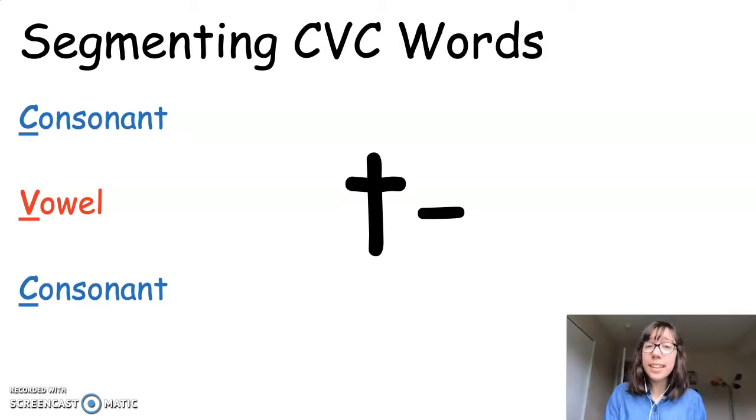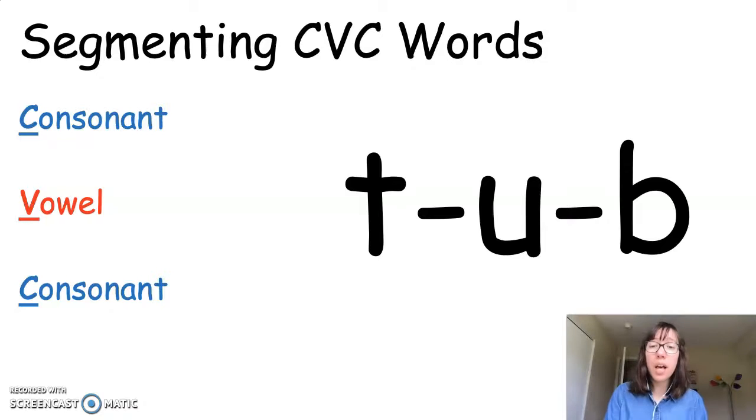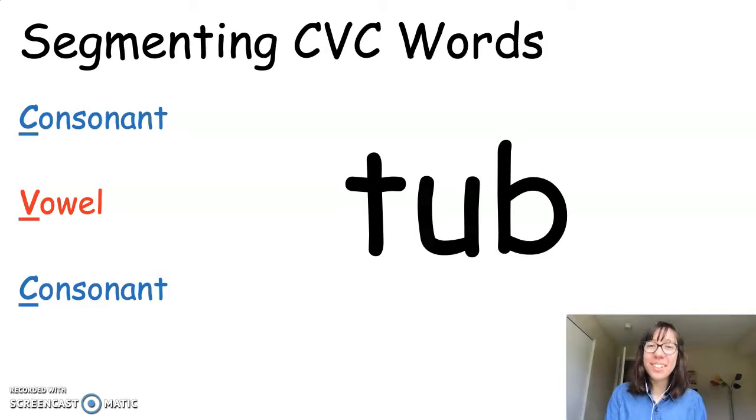Good job. What's the second sound we hear in tub? U is the second sound. And we know that the letter U says u. So now we have T-U-B. B is our third sound. And we know that the letter B says b. So now we have the word tub. T-U-B, tub. And if we see it, we can read it. Awesome. We're going to do 5 more, and then I'll give you a seesaw, okay?